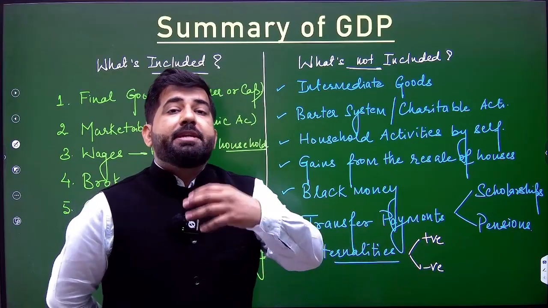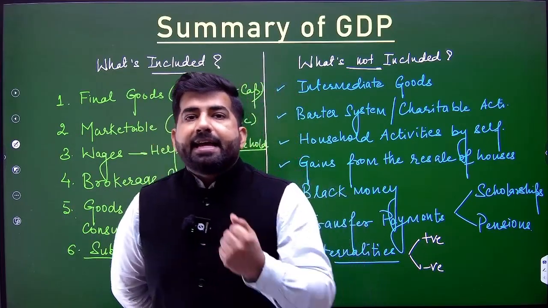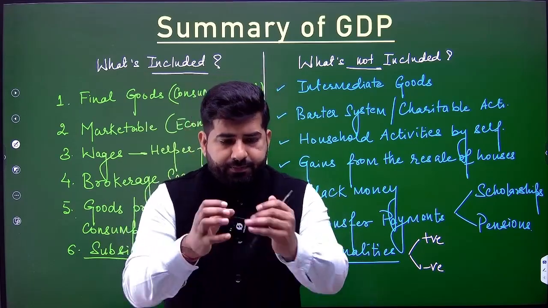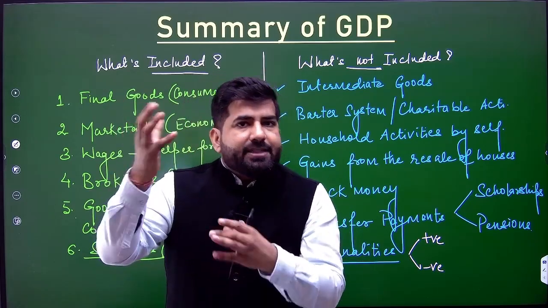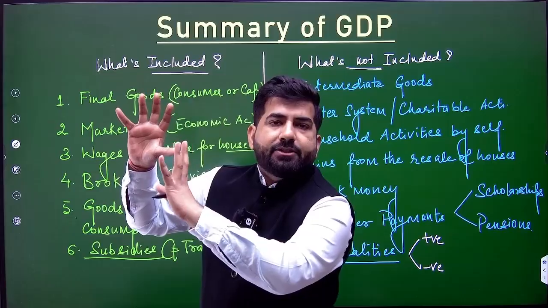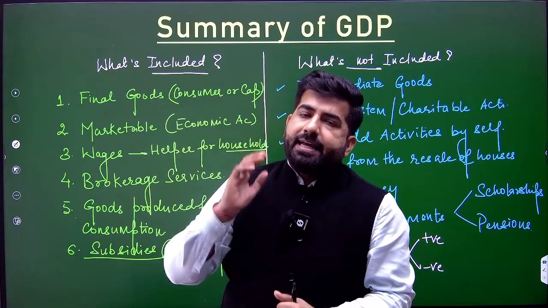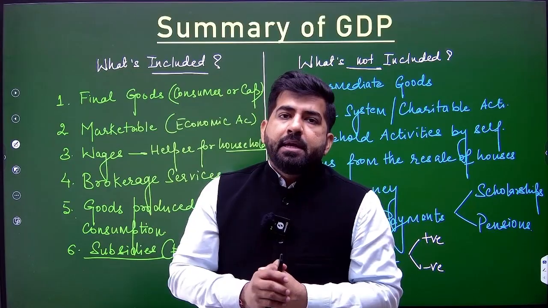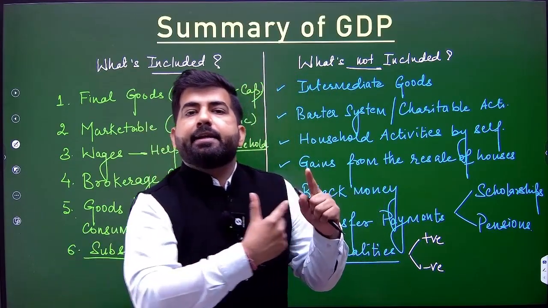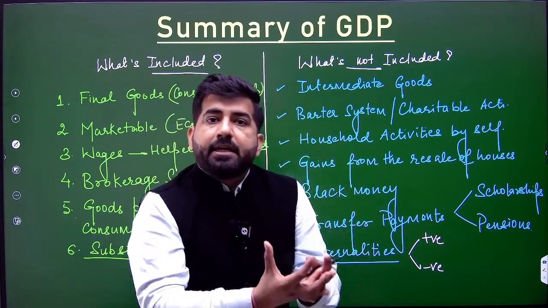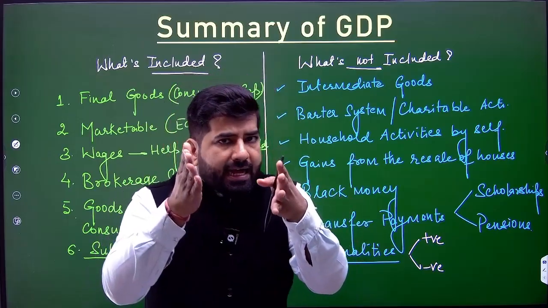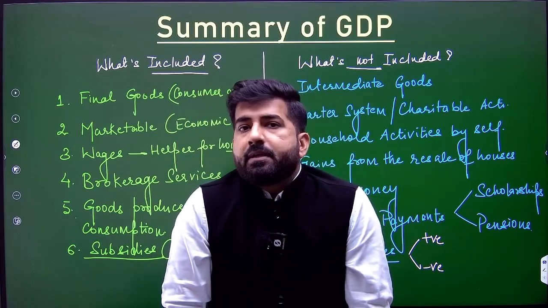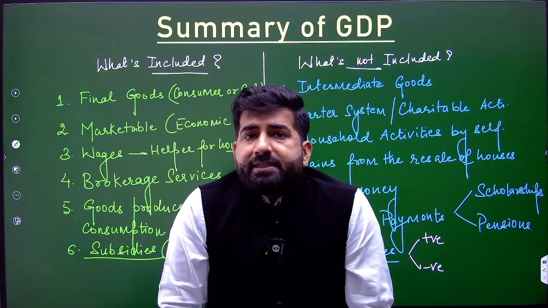But then there can be negative externalities also, like a coal power plant. If I talk about a coal power plant, you are using coal for producing electricity. You are including electricity in the calculation of GDP? Yes. But what about the unintended consequence that is being released, the harmful greenhouse gases? Are you including that in the calculation of GDP? No. Clear?